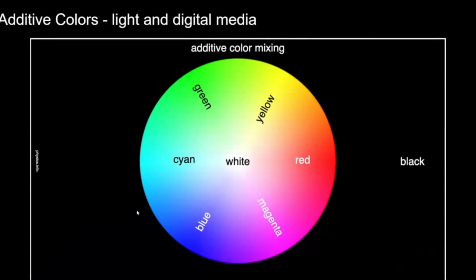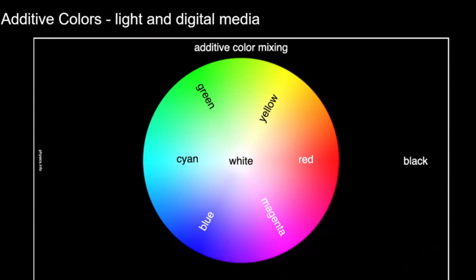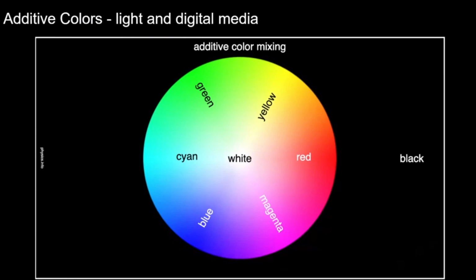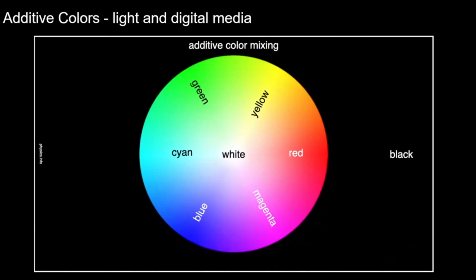There are two different kinds of color mixing philosophy, and they kind of contradict each other. So this is light. When you mix all of the colors of light, you get white light. When we have no light, it is darkness or black. And this is the kind of mixing that you do on digital media.